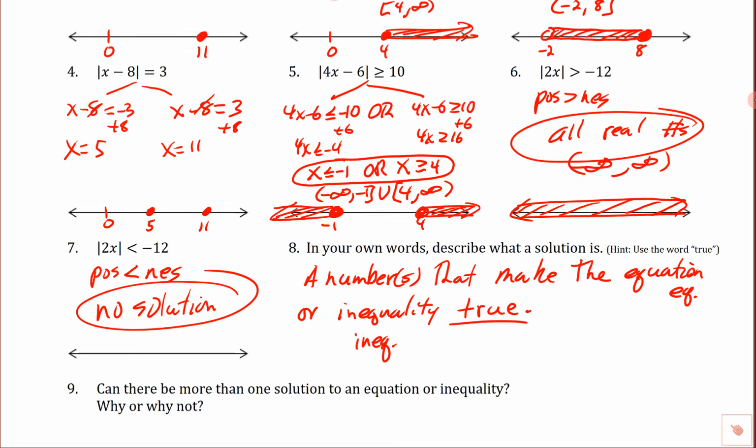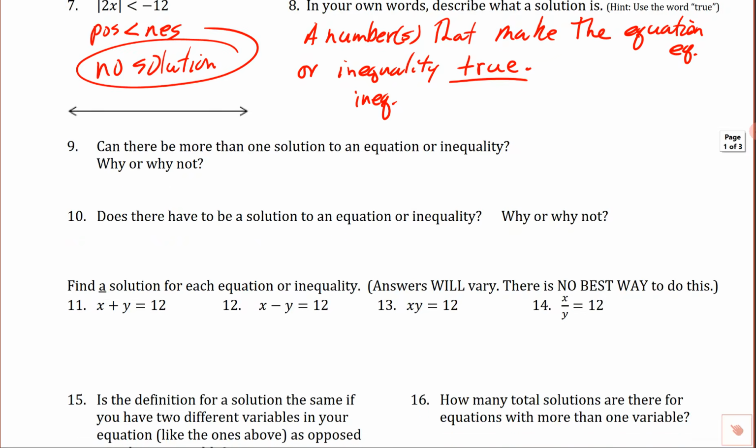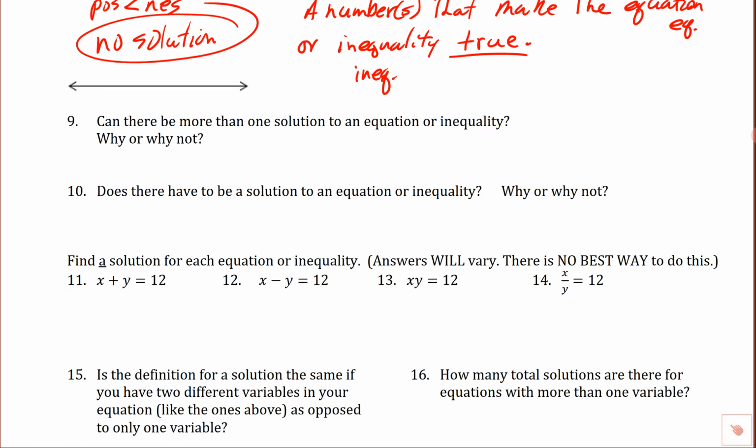So let's talk about the next part. And again, these are kind of good thought questions, so see if you can think of an answer before we come up with one. Can there be more than one solution to an equation or an inequality?